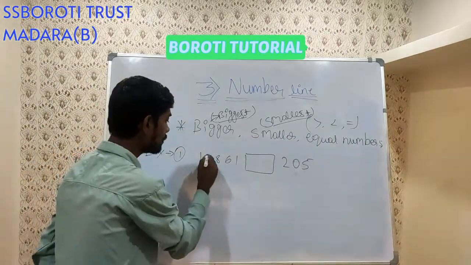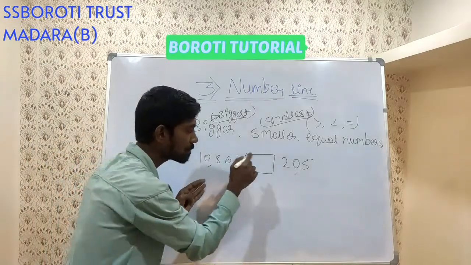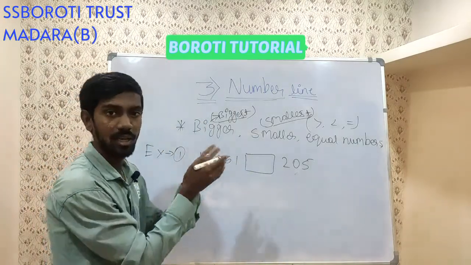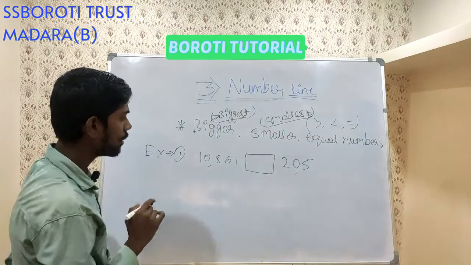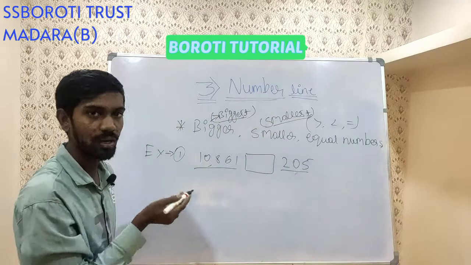But before going to that, what are they asking in the question? Now in this question, what do you have to write in this box? Which number is bigger than the other number? Only two numbers are there. Now what do you have to do? While comparing, you have to compare these two numbers to find which one is bigger.